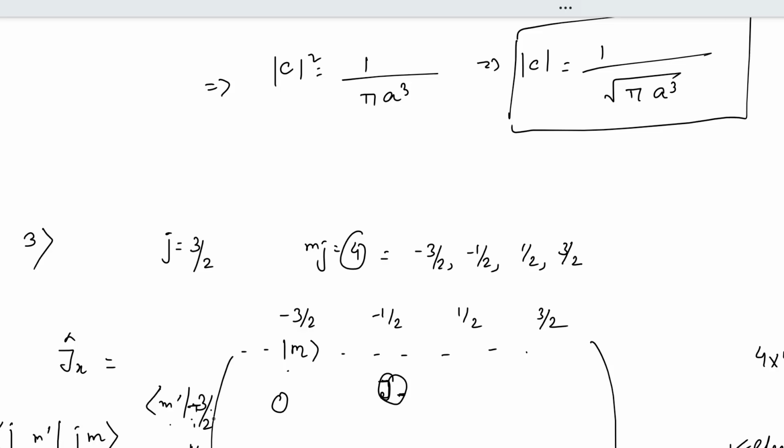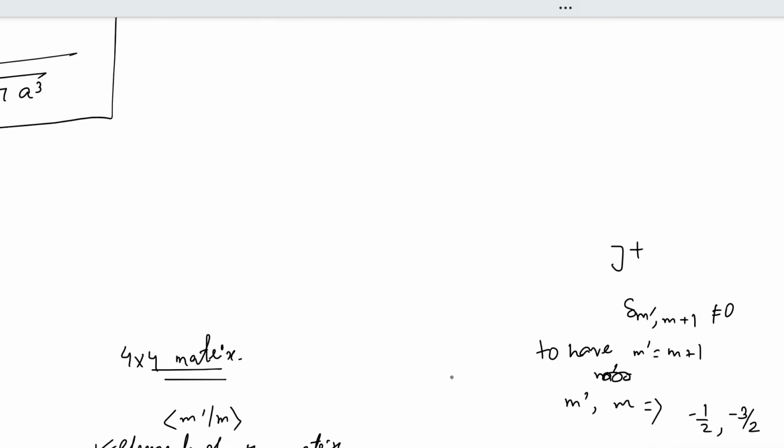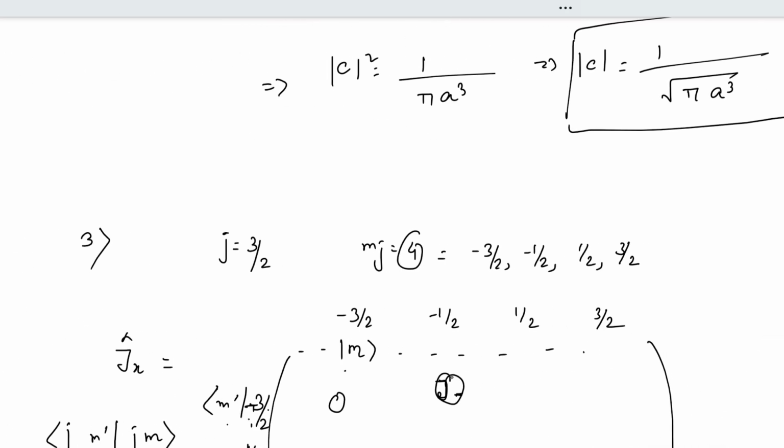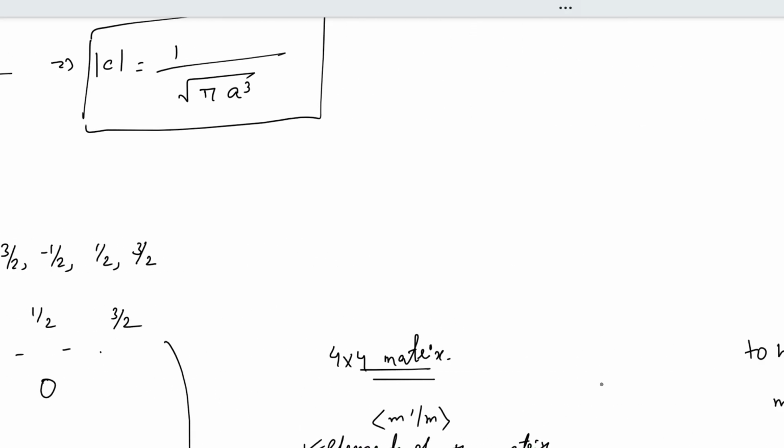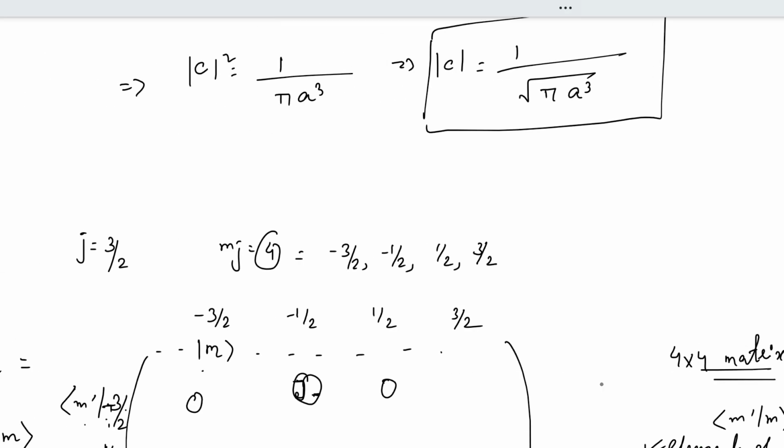So you have to calculate the matrix element using j minus. Now for the third case, you have m prime minus 3 by 2 and m as half. No such combination is present here, so this will definitely be 0. Now the last case, you have minus 3 by 2 and plus 3 by 2. Also no such combination is present, so this will also be 0. So the first row is 0, j minus operates, then 0, 0.